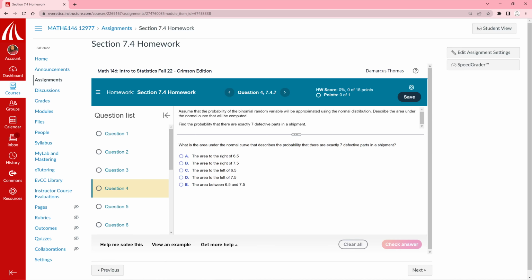It says assume the probability of the binomial random variable will be approximated using the normal distribution. Describe the area under the normal curve that will be computed. Find the probability that there are exactly 7 defective parts in a shipment. So the question is, what is the area under the normal curve that describes the probability that there are exactly 7 defective parts in the shipment?